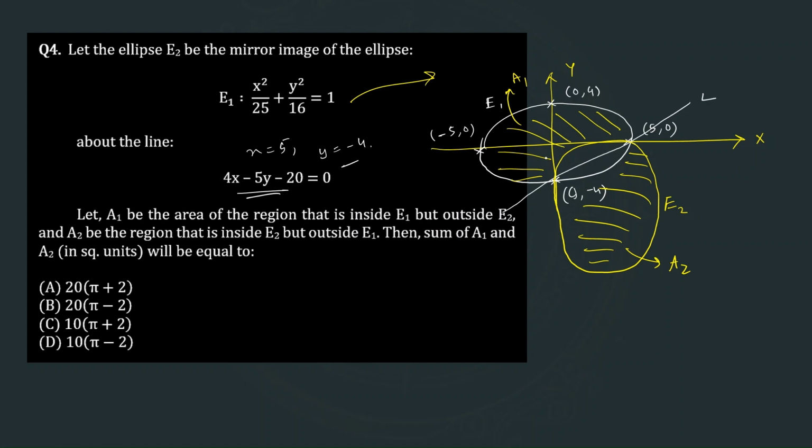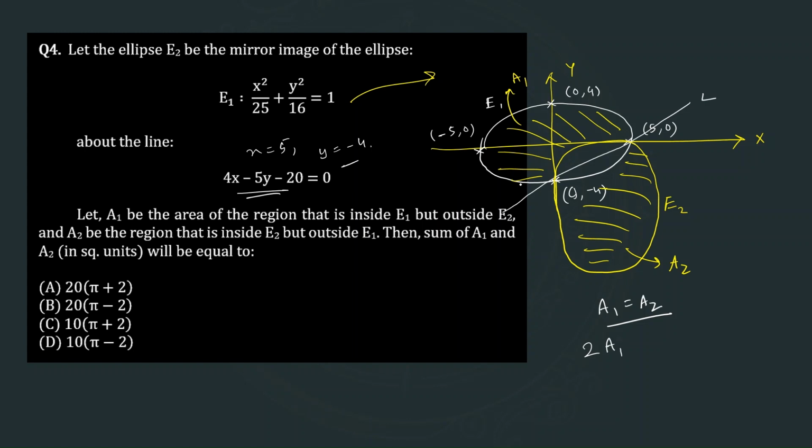As this ellipse E1 is the mirror image of this ellipse E2 about this line L, we can say by symmetry A1 should be equal to A2. So the sum of A1 and A2 will be simply 2 times A1. So if we can somehow calculate this A1, then we can find the sum of A1 and A2. Now how to find this A1?